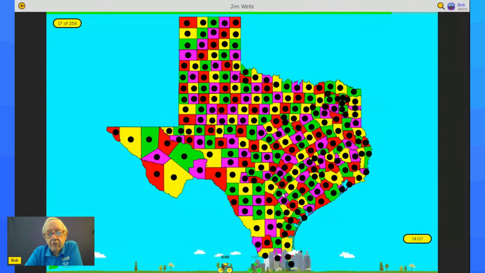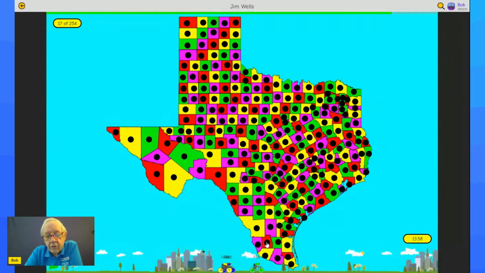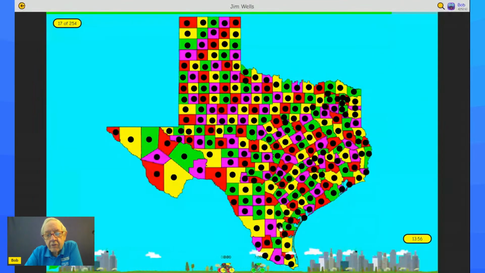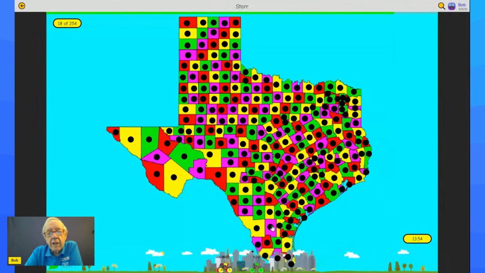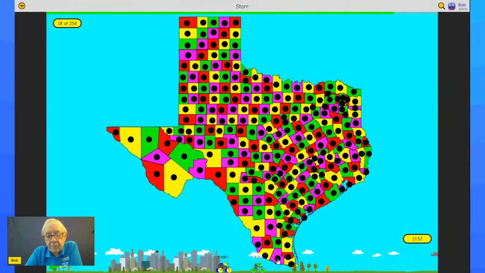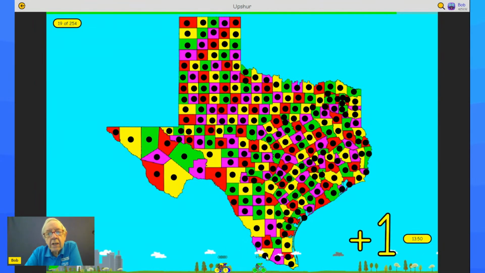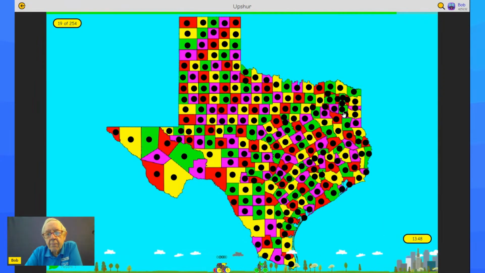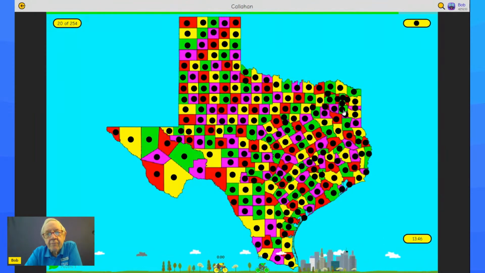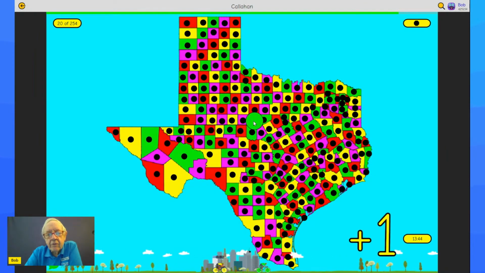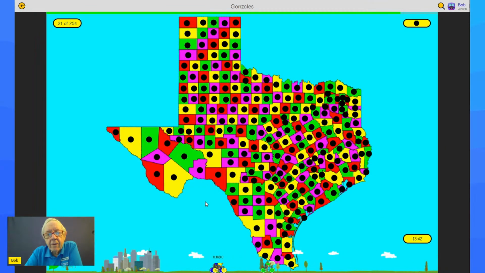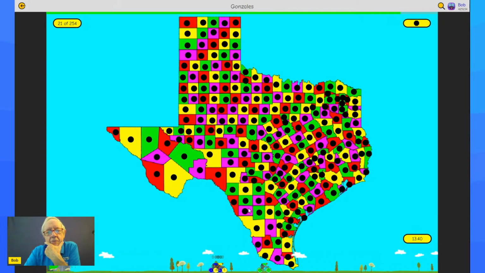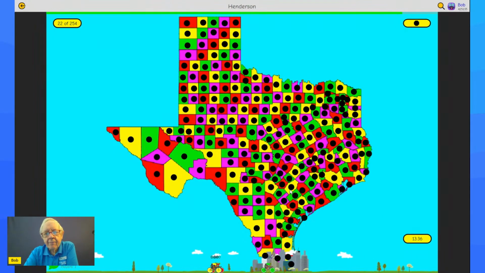I got that correct. Jim Wells. These are two interesting. This red one is Jim Hogg. This is Jim Wells. I've got a green light. Starr is this one. Upshur, I think Upshur is this one. It is. Callahan. Let's see if that's Callahan. Gonzales. Goliad, Gonzales. Green light. Henderson.